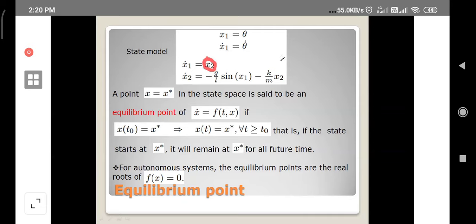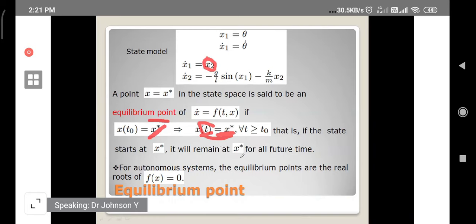We derive this equation from the previous equation, and we say x equals x star is an equilibrium point of this particular system. That means x of t0 equals x star. At the beginning, time t0, the state remains at x star. As the time increases from t0 and higher, what happens? The state of the system will not change. It remains x star. There will not be any change in the state of the system. Such types of states are called equilibrium points.